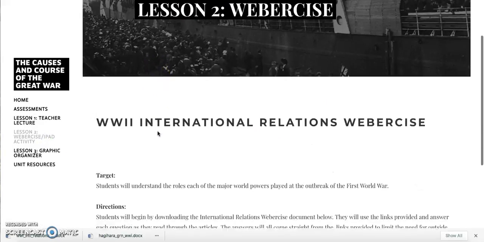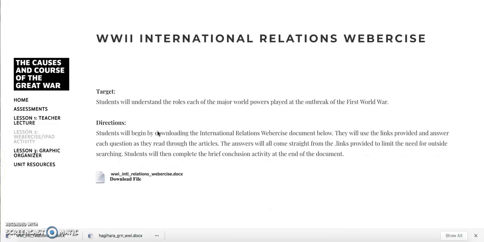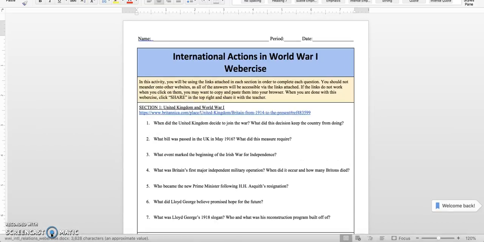In Lesson 2, students will complete a Webquest. My goal for this lesson is that students will understand the roles each of the 5 major powers played throughout the outbreak of the First World War. In this Webquest, students will download the file that you can see on the screen right now. This web activity does provide links and guided questions for students to complete as they're running through this activity.